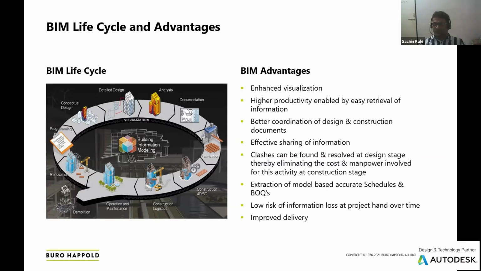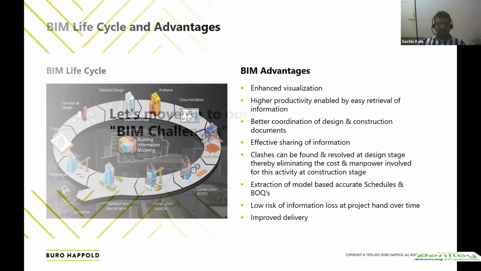Clashes can be found at very early stages, so the RFIs that come from site regarding clashes and various processes can be avoided early as well. As the model elements have a good amount of metadata, the extraction of the BOQs is also very easy. And since it's a single source of truth, the risk of losing information is very low, and the result is improved deliveries. So these are the main benefits of using BIM.